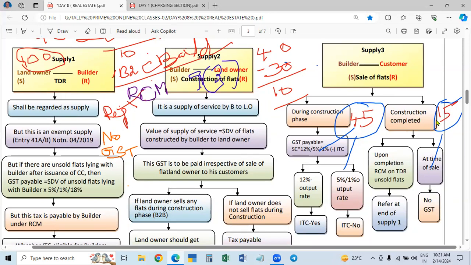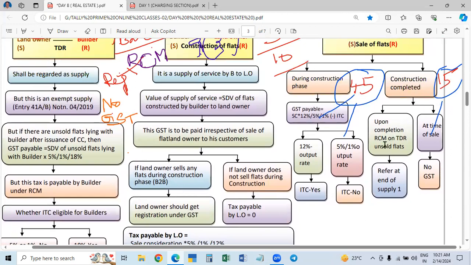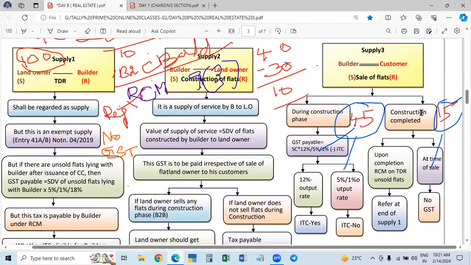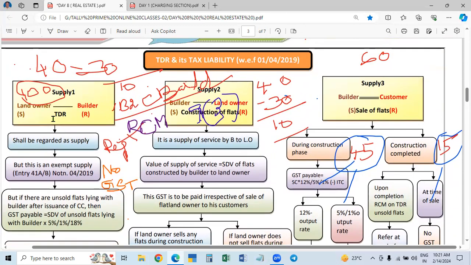So for these unsold flats, upon completion, if they are sold after some time, there is no tax. But if some flats are left over after construction, in such a case, go to the first one. For the leftover flats, immediately after completion of the construction, the TDR is exempted. TDR is exempted because of the assumption that all the 100 flats will be sold during construction or immediately after construction. In this case, if some flats are left over, what is the TDR service value?